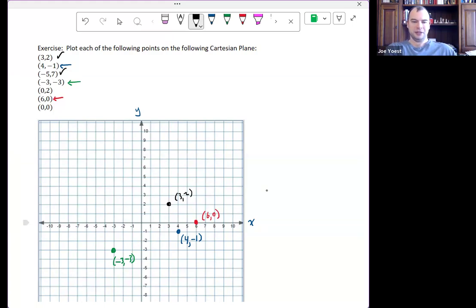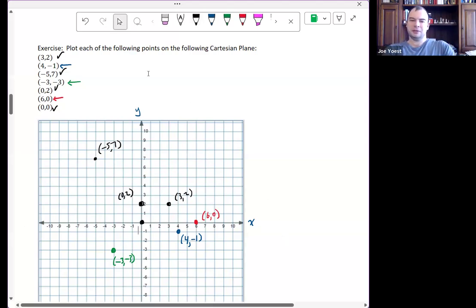-5 comma 7, we go to -5 on the x-axis, and then we go up to 7 on the y-axis. 0 comma 2, we deviate horizontally 0 units from the origin, and we go up 2. That takes us to this point on the y-axis. And then lastly, 0, 0, just the origin itself. We don't deviate any amount horizontally or vertically from the origin. Any questions on this one?